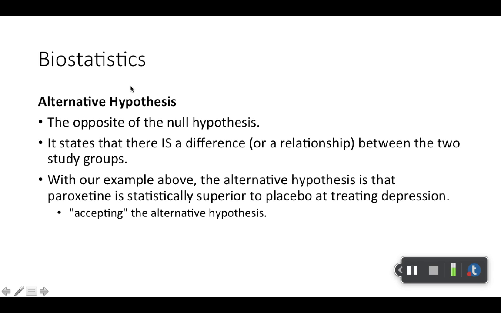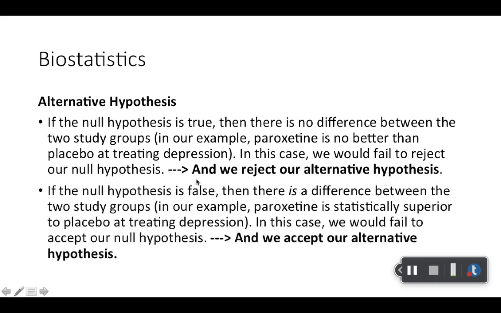More lawyer talk, more antiquated English. Alternative hypothesis. So this is the opposite of the null hypothesis. And again, for me at least, I have to keep revisiting it and being like, okay, what's it? So the alternative hypothesis states that there is a difference or a relationship between the two study groups. So this is saying that paroxetine is better than placebo for treating your depression. This would be accepting the alternative hypothesis. So this is when you would accept the alternative hypothesis.